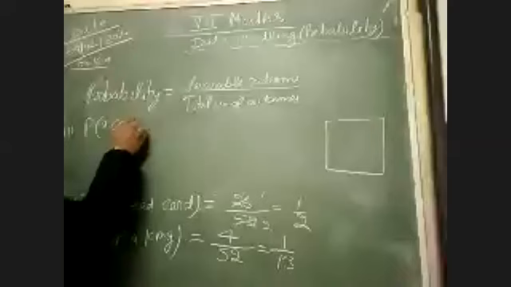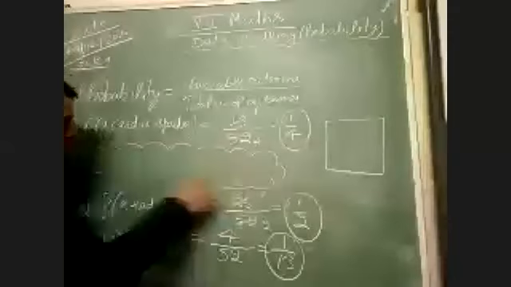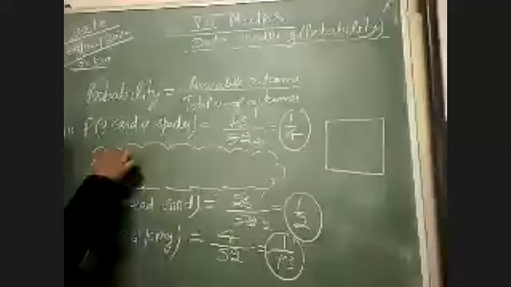I have given you one piece of information. I am writing here: probability of any event P is always less than or equal to 1. Either it will be 1 or smaller than 1; probability can never be greater than 1. And always greater than or equal to 0. Probability can be 0. When will the probability of any event be 0? In case of an impossible event. If any event is impossible, in that case probability will be 0.